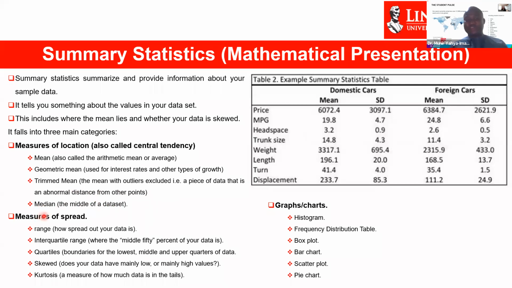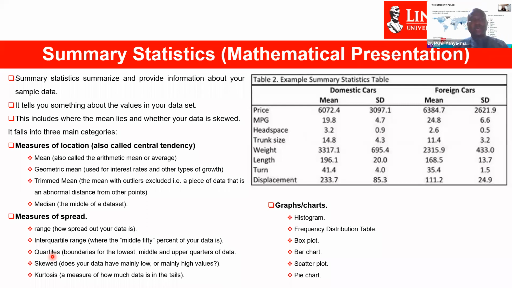They also have measures of spread, which include range, how spread out your data is; the interquartile range, where the middle 50% of your data is; then quartiles, which are the boundaries of the lowest, middle, and upper quartiles of data; then skewness, which tells whether your data has mainly low or mainly high values; then kurtosis, a measure of how much data is in the tails.